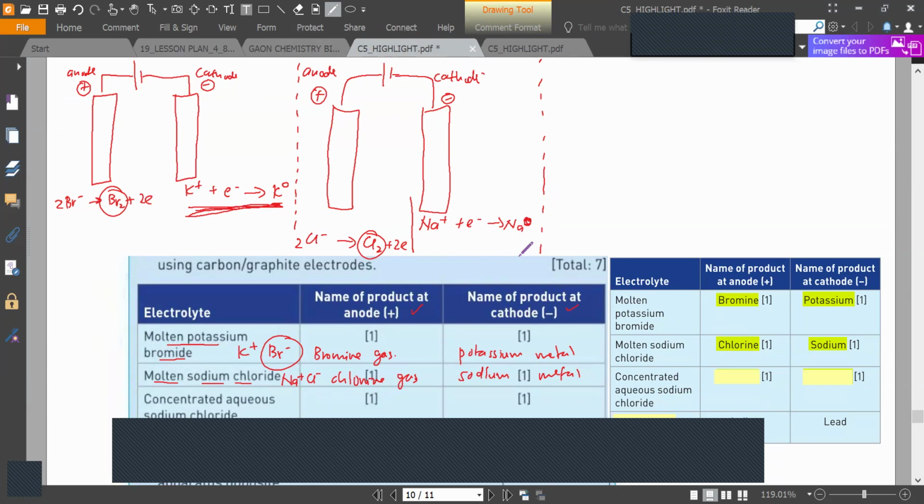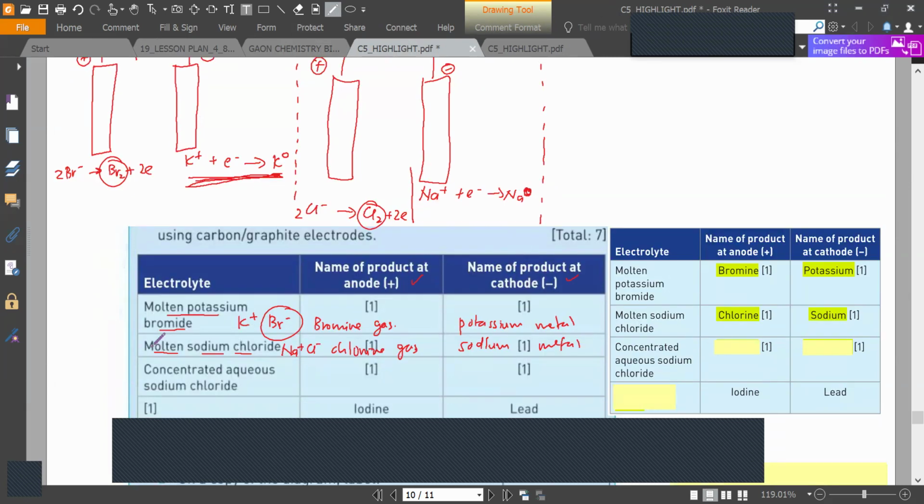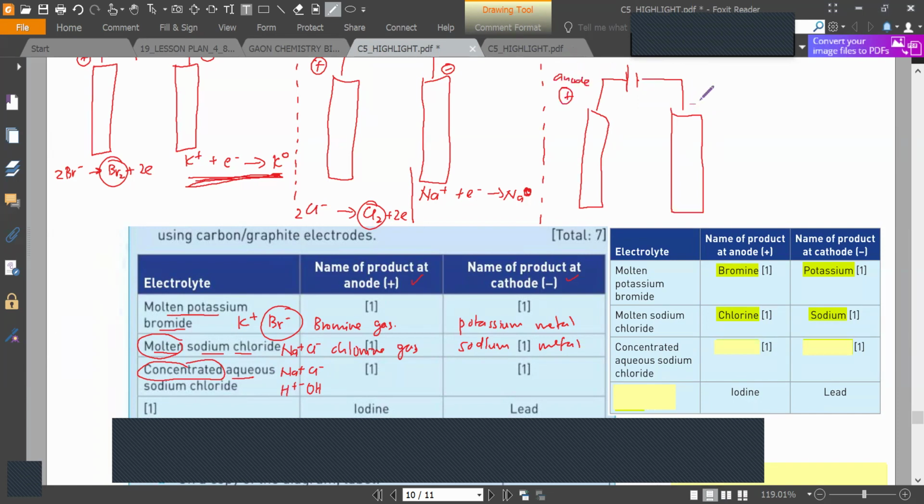Concentrated aqueous sodium chloride. Now we can see the difference between molten and concentrated. Concentrated, we still have the sodium chloride, but now it's an aqueous solution. We also have the hydrogen ion and hydroxide ion. So now we have 4 ions. Positive anode, negative cathode.